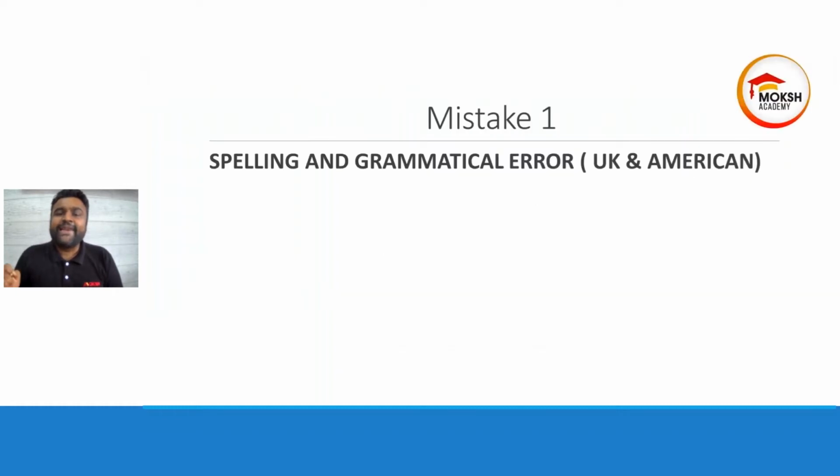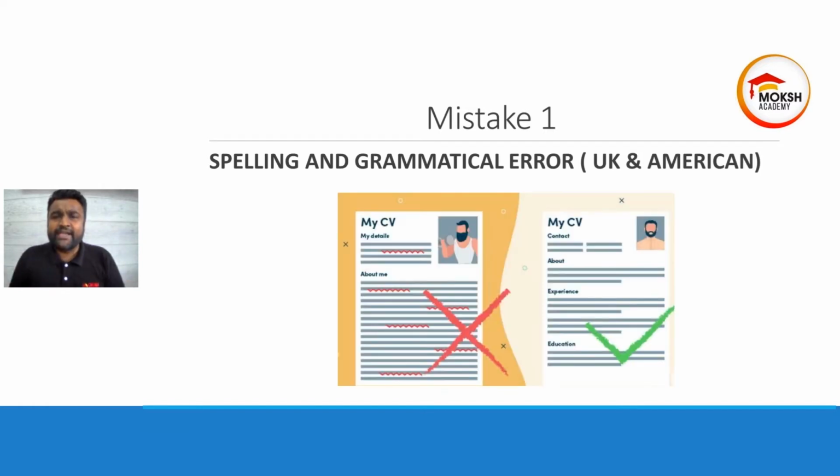Mistake number one: avoid spelling and grammatical errors. Very, very important. This will be a make or break thing for you. They are a complete no-no. So whenever you create your CV, make sure you do your spell check, show it to your friends, family, your mentors, and avoid any errors as far as possible. A lot of our word software is UK based, but we're applying to America. So make sure your spellings are as per American spelling.